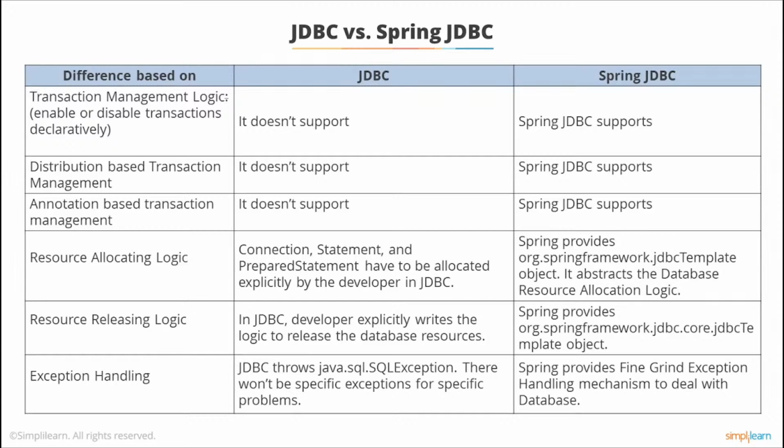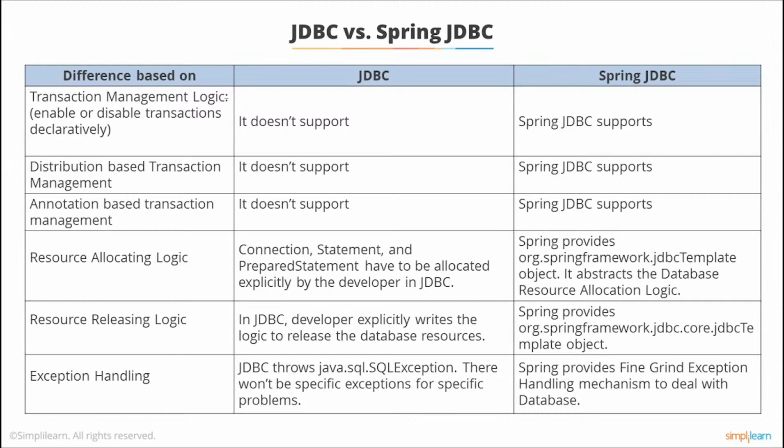Resource allocating logic. In JDBC, the connection, statement and prepared statement have to be allocated explicitly by the developer. Spring provides template object and it takes care of the database resource allocation logic. Resource releasing logic. In JDBC, developer explicitly writes the logic to release the database resources. Spring provides the JDBC template object.